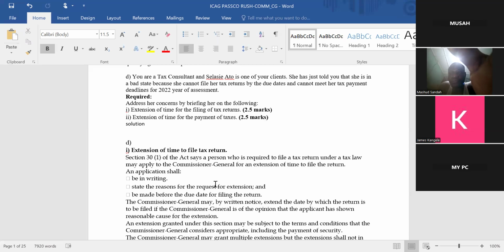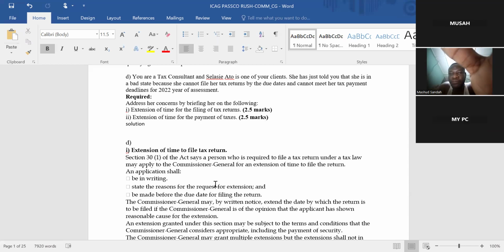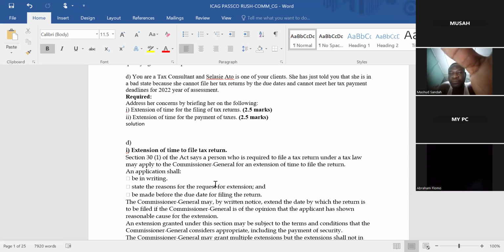You can sit in your office, although we are doing self-assessment. The Commissioner General is not in your office. You think whatever you are doing, you can try to do whatever favors you. But the day the Commissioner General will storm your office for a tax audit, that is where you understand that it is better you comply.